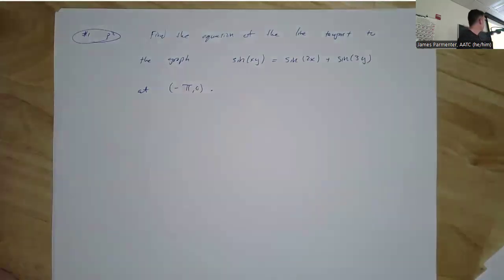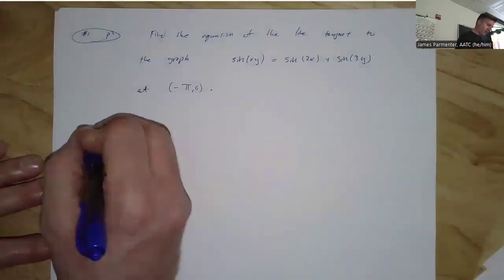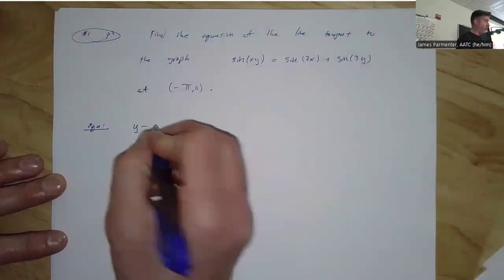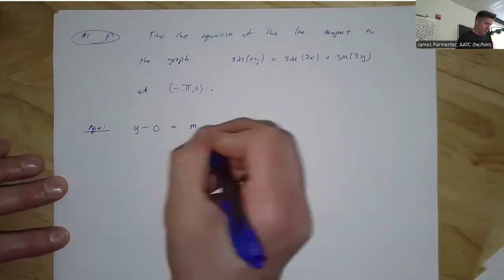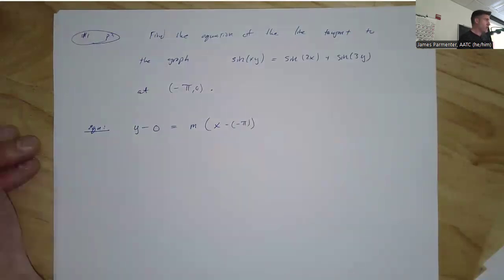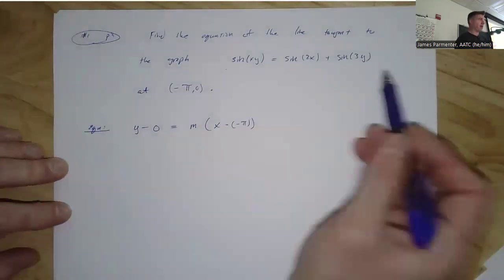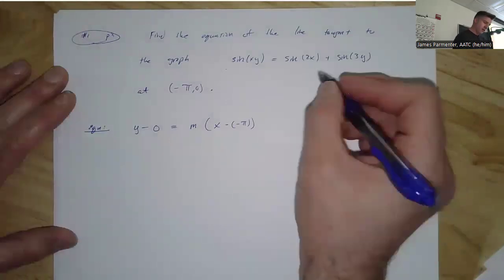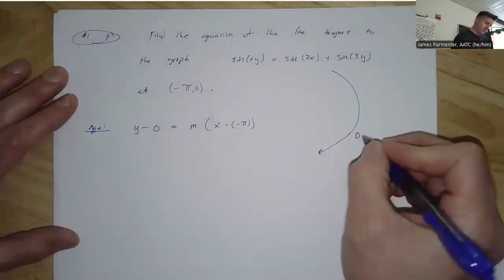So a couple things. First, find the equation of a line, not just the slope of the tangent line. So we know our equation is going to look something like this: y minus 0 equal to your slope times x minus negative pi. Your only real job here is to find the slope of the tangent line. Obviously, this having x's and y's all mixed up together means we're going to have to use implicit differentiation. So let's go ahead and differentiate this implicitly.